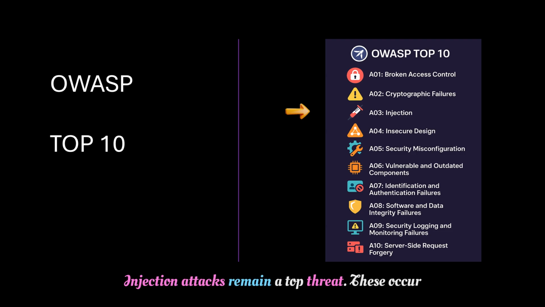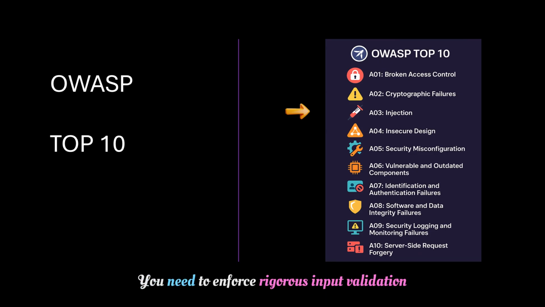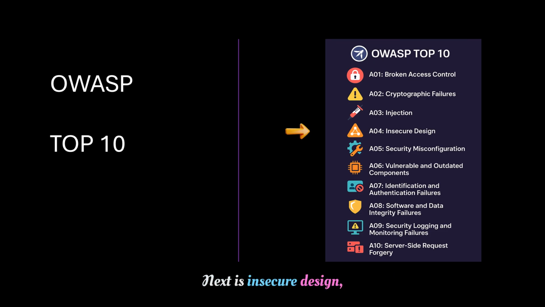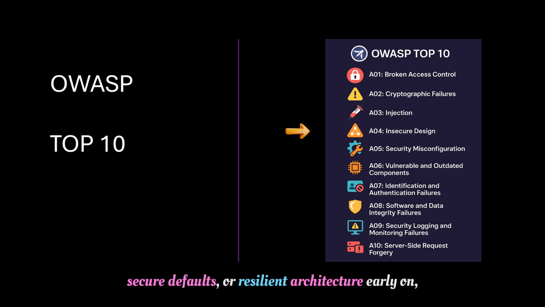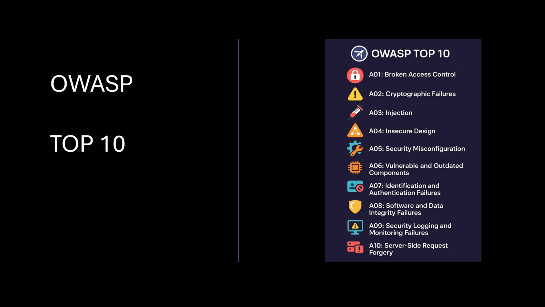Injection attacks remain a top threat. These occur when attackers manipulate inputs to execute malicious commands on your backend. You need to enforce rigorous input validation and make sure your developers are using parameterized queries, especially when working with databases or command interfaces. Next is insecure design, which reminds you to think upstream. If you're not including threat modeling, secure defaults, or resilient architecture early on, your systems will carry vulnerabilities that no amount of patching can fully fix.